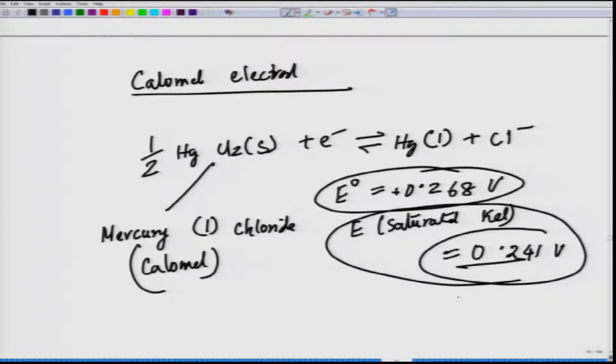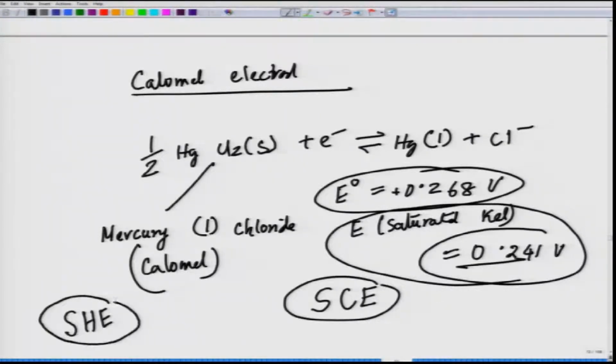It is abbreviated as SCE, the saturated calomel electrode. Unlike SHE, the standard hydrogen electrode, here the C stands for calomel. The advantage of using saturated KCl is that the chloride ion concentration does not change if some liquid evaporates.